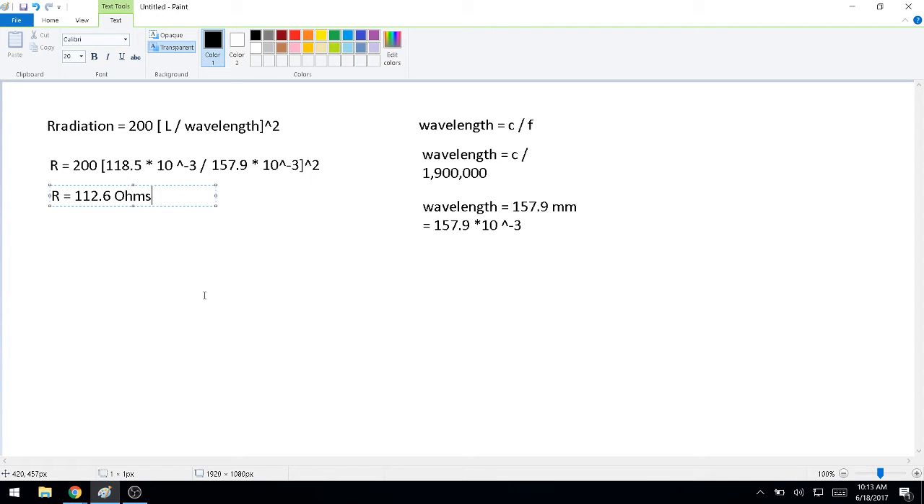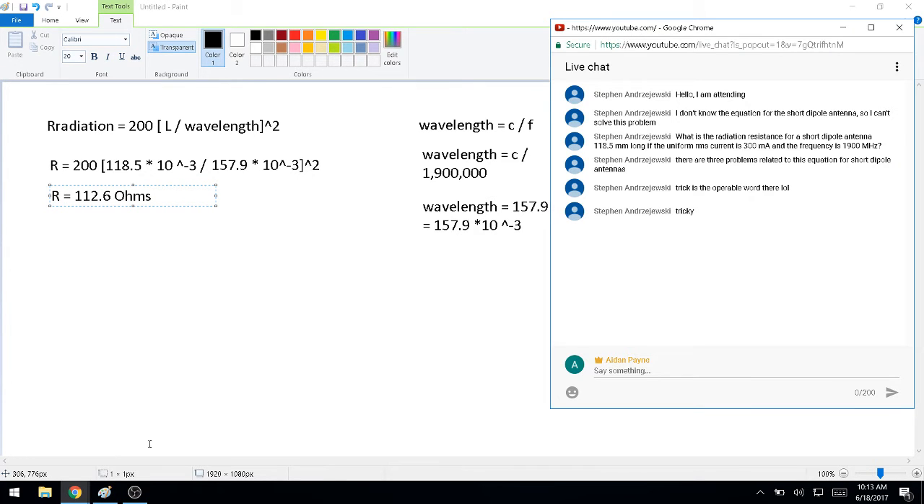And so again, we don't care about the current at all, because the amount of power we're pushing through doesn't affect our radiation resistance at all. We would only care about current if we were asking to find the power involved in the formula. Or if the question was asking us to find the power, then we would care about current because that makes a difference. But for radiation resistance, it doesn't.